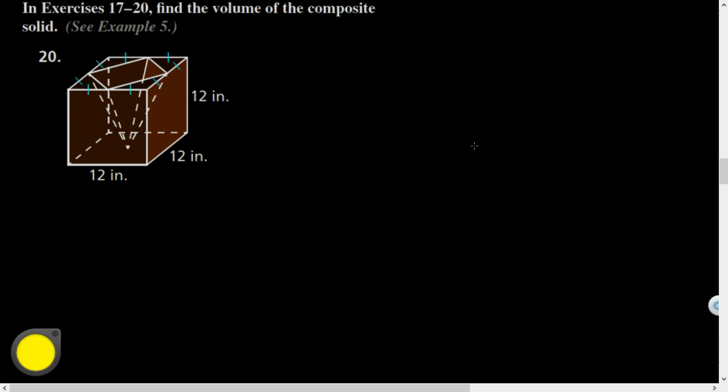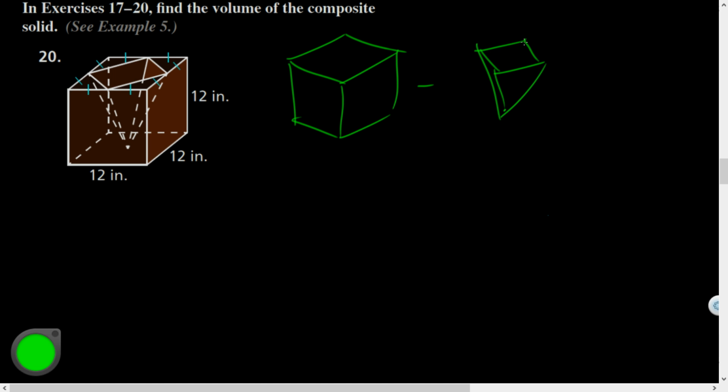All right, this is a good problem here. I'm going to do area of the cube. Sorry, volume. I keep saying area. Volume of the cube minus the volume of the pyramid, right, is going to equal the leftovers. Right? So there we go.